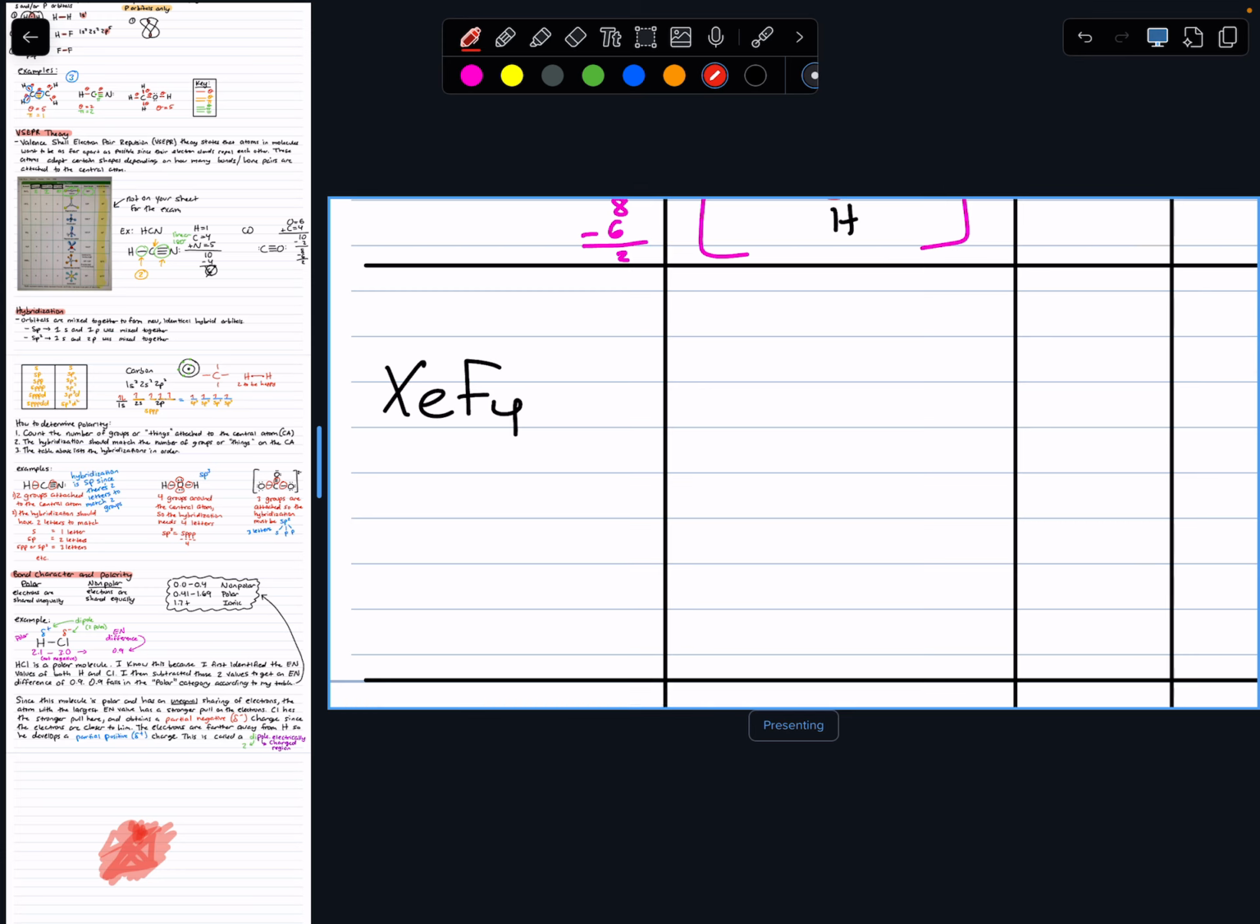How about XeF4? Who's my central atom? Xenon. Okay, who's around it? 4 Fs. Right, so let's count up. Xenon has how many valence electrons? 8. And fluorine has how many valence? 7. But I have how many fluorines? 4. What's 4 times 7? 28. What's 28 plus 8?